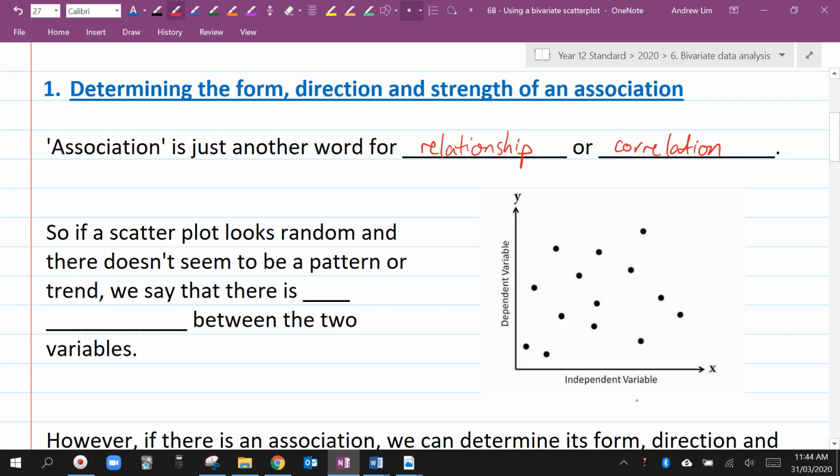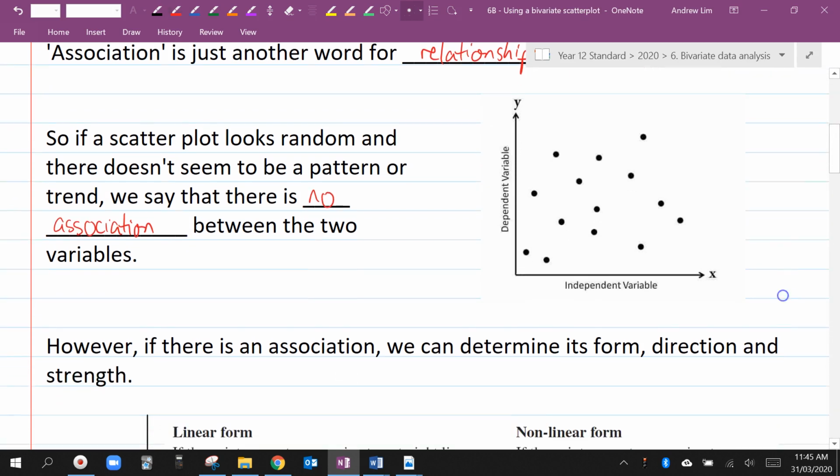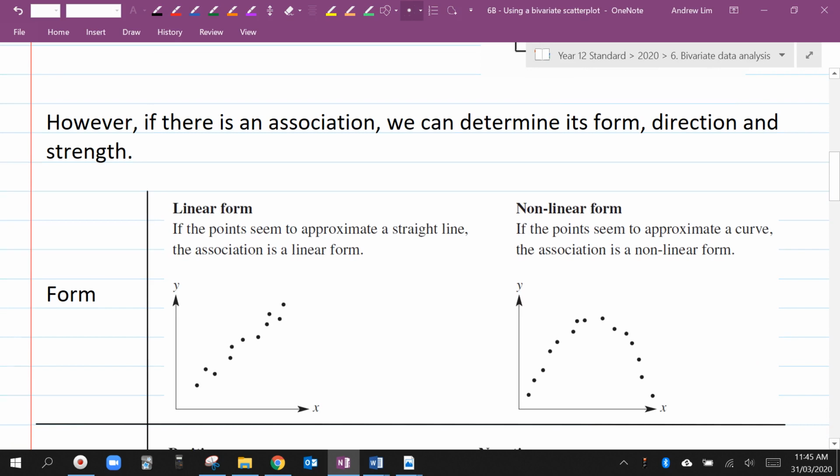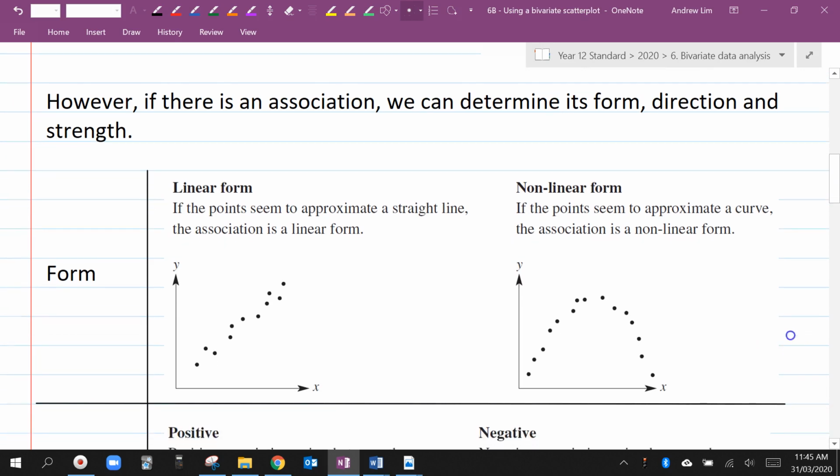If a scatter plot looks random, like it does here on the right, and there doesn't seem to be a pattern or a trend, then we say that there is no association, or no correlation, or no relationship between the two variables. However, if there is an association, we can determine its form, direction, and strength. Let's have a look at the first one, form.